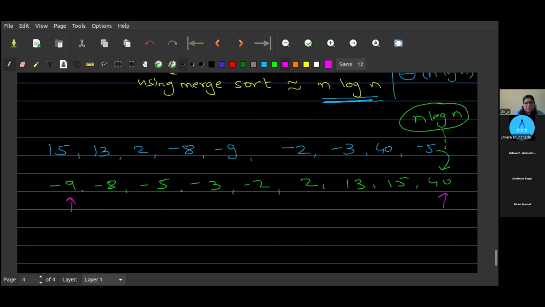Suppose I look at the two extremes. What do they tell me? What is the sum right now? The sum is 31, which is positive. We need 0, and we are getting a positive sum. So what should we do? We should decrement the right one. Just keep going until we hit some sort of zero or negative value.